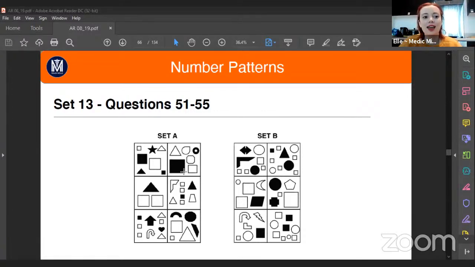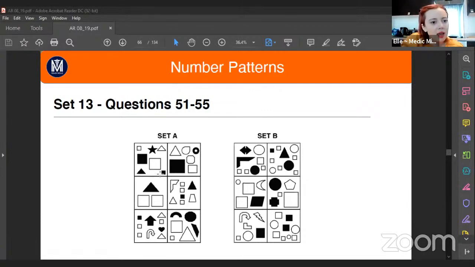They're saying in set A you've got double the number of squares compared to triangles. Let's have a look if that holds true. In this top left square, you've got 4 squares and 2 triangles. Okay, double the squares to triangles. Looking at the next one, 2 squares, 1 triangle. That works, double the squares to triangles. Looking at the next one, 2 squares, 1 triangle. That works again, so that's holding true.